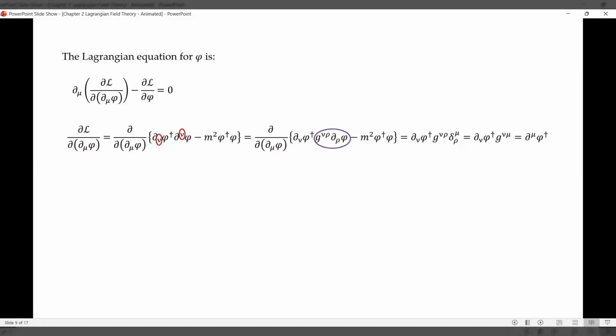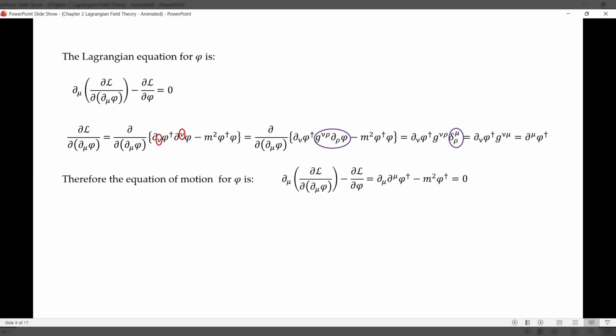Again, the same trick. We lower the index using the metric tensor g super nu rho, just as before. The derivative then gives us a Kronecker delta, delta super nu sub rho, which replaces one index with the other. Putting this step together, we find the following. And this is the Klein-Gordon equation for the adjoint field.